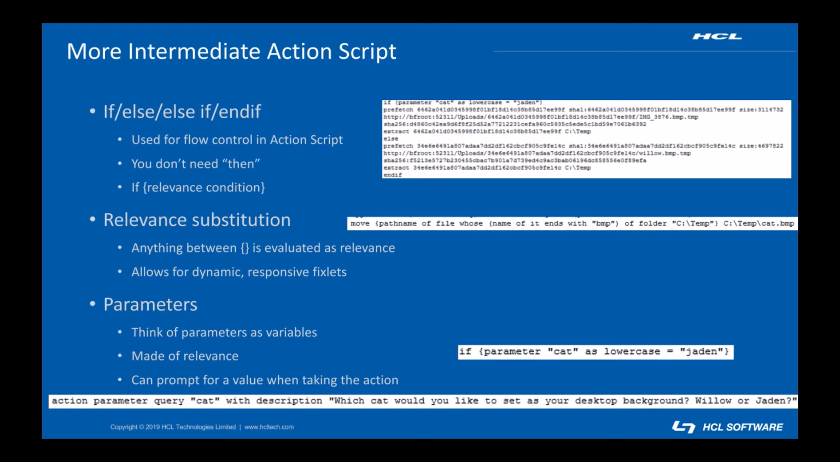By the end of this video, we'll have a fully built FixLit that uses a parameter to prompt for which cat we want, uses flow control to get the right picture, uses relevance substitution throughout to make sure we set the right picture, and uses an append file to create a running log along the way.